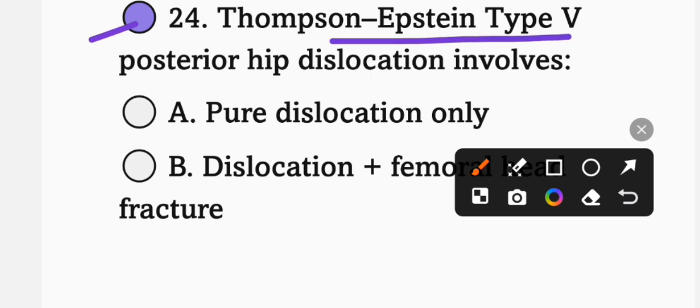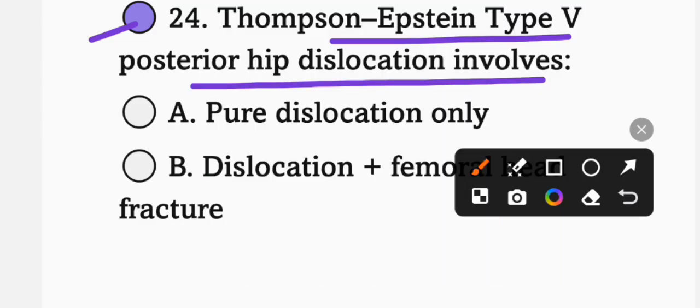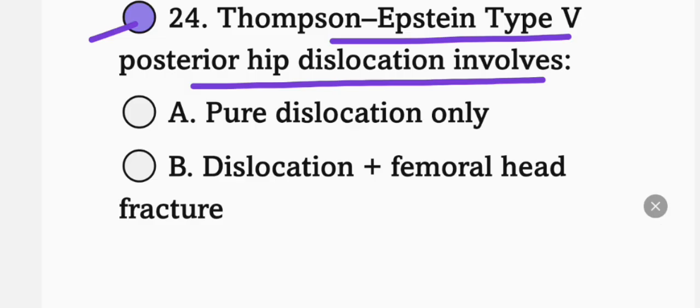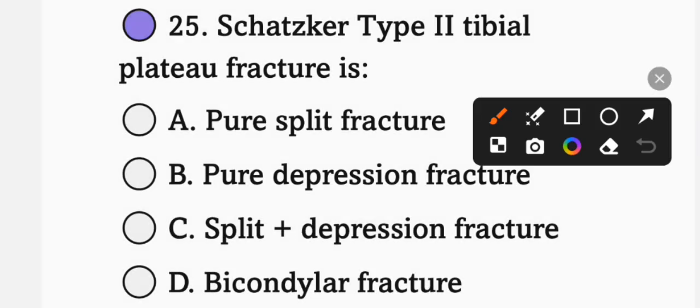Thompson and Epstein type 5 posterior hip dislocation involves what? Whatever types and classifications there are, please note them down. This is very important. The Thompson and Epstein classification is for posterior dislocations. Type 5 is a fracture of the femoral head. So option B is the correct option. Okay. Now come to question 25.